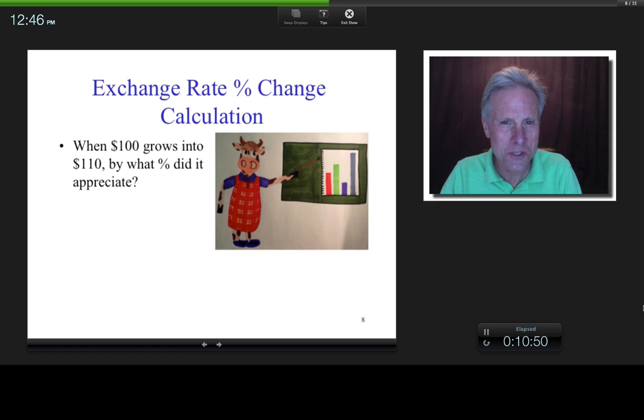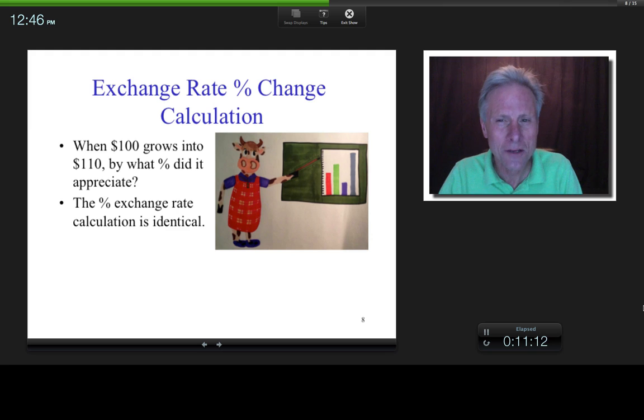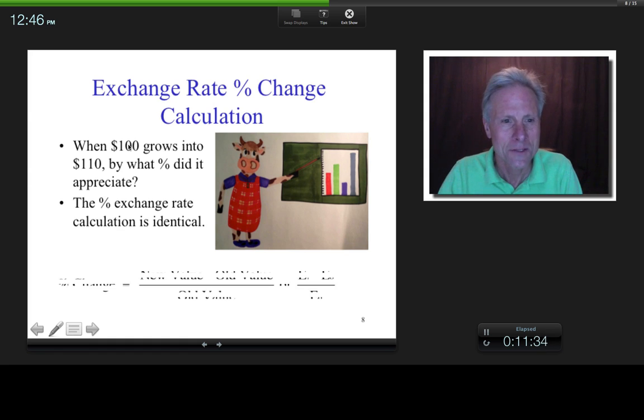What I want to get into now is an exchange rate percentage change calculation. And I would suggest to you that you already know how to calculate this. For example, when $100 grows into $110, what was the percentage appreciation? 10%, right? The exchange rate percentage change is identical. How did you get that 10%? You probably took the difference, 110 minus 100, the new value or the later value minus the earlier value, and then you divided it by 100, right?